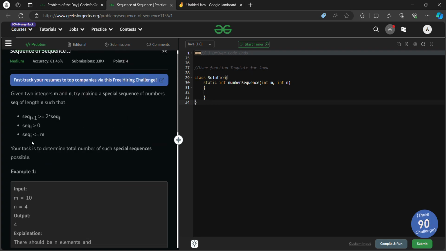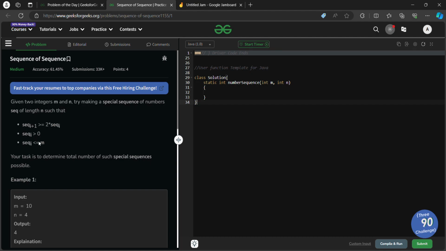Hello everyone. The problem name is sequence of sequence. In the given problem, there are two integers m and n, and we try to make a special sequence of numbers of length n, such that sequence of i plus 1 is greater than or equal to 2 times sequence of i, and sequence of i is greater than 0 and less than or equal to m. Our task is to determine the total number of such special sequences possible.